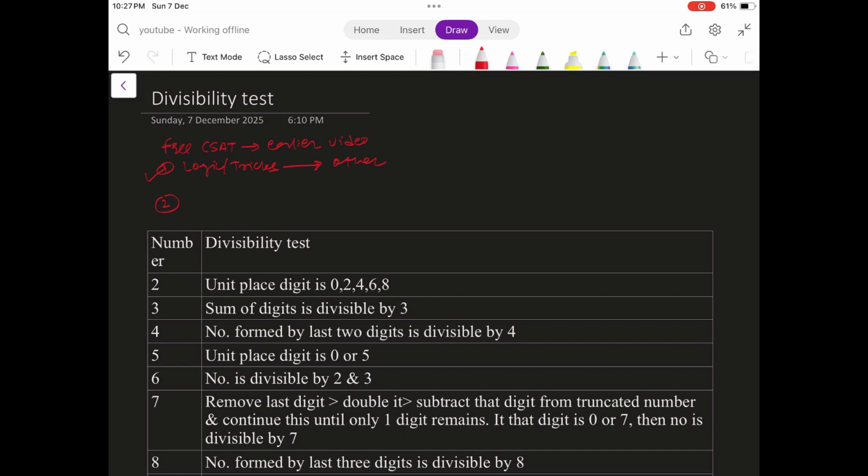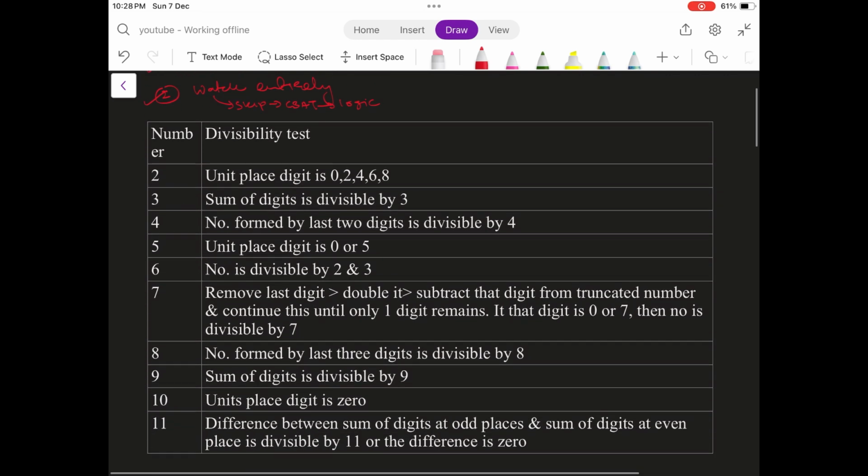And second thing is, watch this video entirely. Okay, watch this video till the end. Don't skip, because in CSAT you won't understand the logic if you watch this video by skipping. Otherwise it is a waste of time. Now let's begin with the topic.